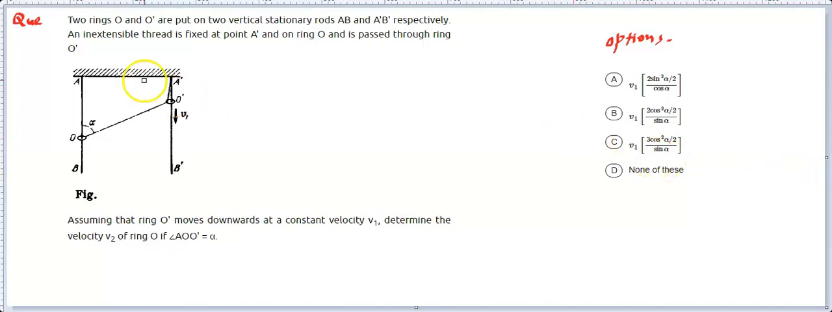Now here's a question for you to try. You just go through it, and let me explain what it is saying. There's a thread or string passing through this first ring and then connected to another ring. This ring is moving with velocity v1 downside, and when it is going downside, this will move upside, so that's the velocity v2. We need to find the relation between v1 and v2. In fact, we need to find v2 in terms of v1. This angle is given as alpha at that instant, so you can just solve it.